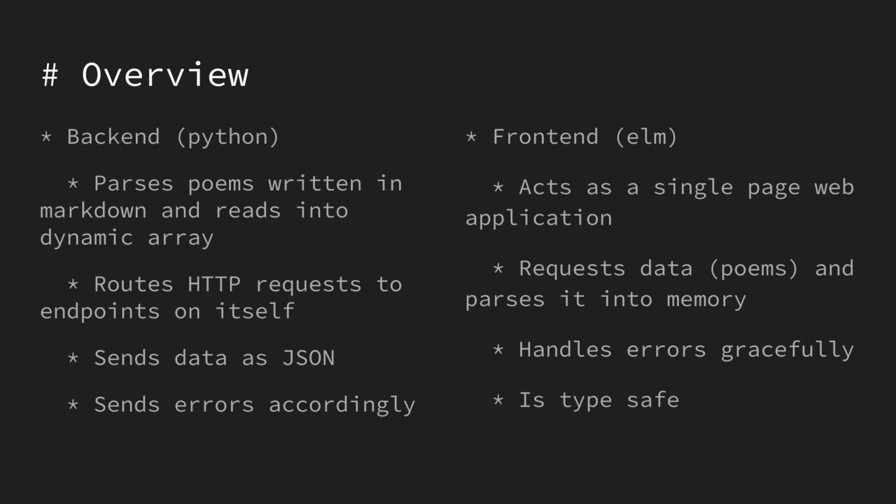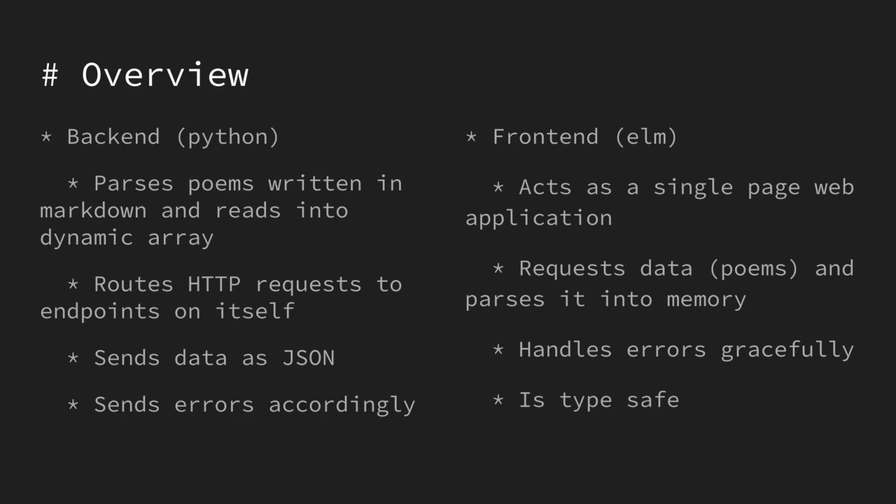And after it takes in this markdown data and holds it in its own record system, it sends the data to a client encoded in JSON. JSON is JavaScript Object Notation. It's used in web development often. And it also sends error messages to the client accordingly.